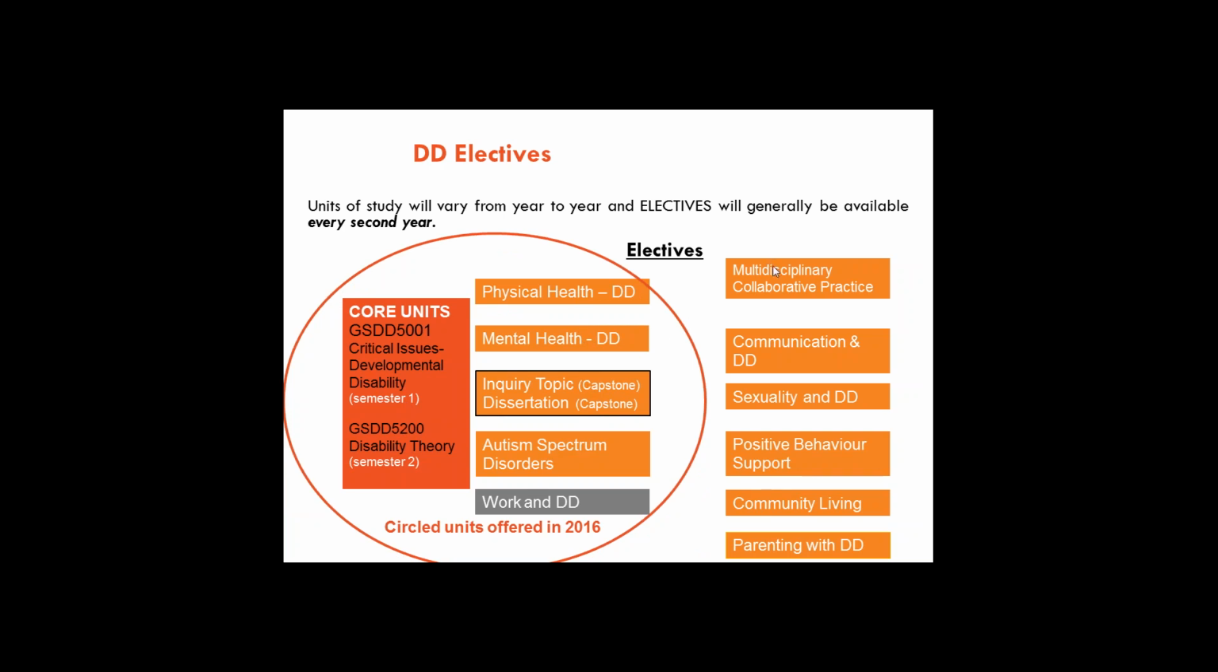The way that we operate with the other electives that you can see listed on your right of the screen there, such as sexuality, communication, positive behaviour support, community living and so forth, is typically those electives are offered every second year. The vast majority of our students are enrolled part-time and working in the developmental disability field full-time or substantially full-time. So over the course of their enrolment, as I said, a minimum of 3 years for the Masters, each of these electives comes up, and so you'll have the opportunity to study those electives at some point during your program, but not every elective is available every year.